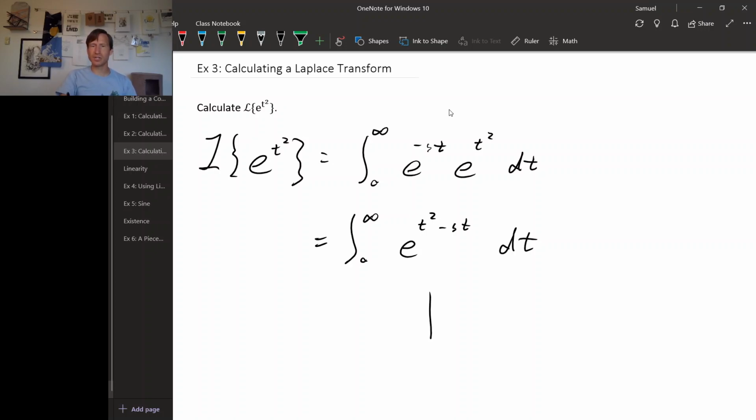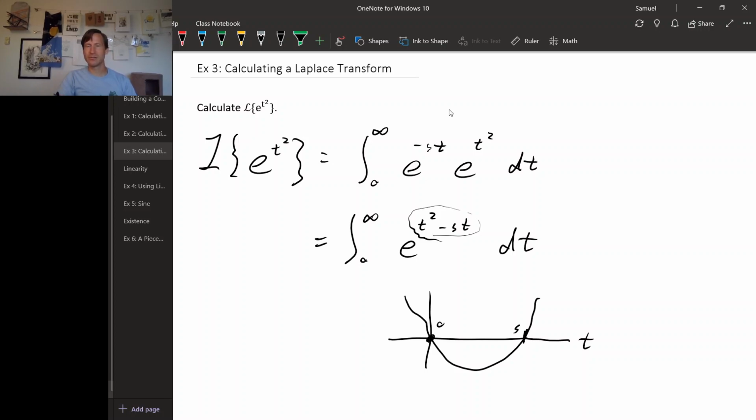So this exponent function, t squared minus st, is going to look like this for some value of s. On the t-axis, this quadratic, t squared minus st, has a 0 at 0, and it has a 0 at s, right? So eventually, when t gets big enough, this exponent goes off to plus infinity. And when that happens, this integral will also go to plus infinity. So this integral is always infinite. It doesn't matter what s is. So that means that this Laplace transform is never defined.